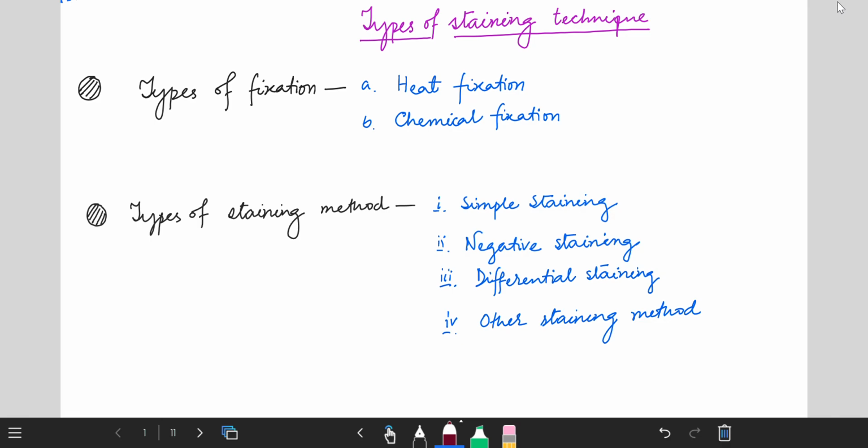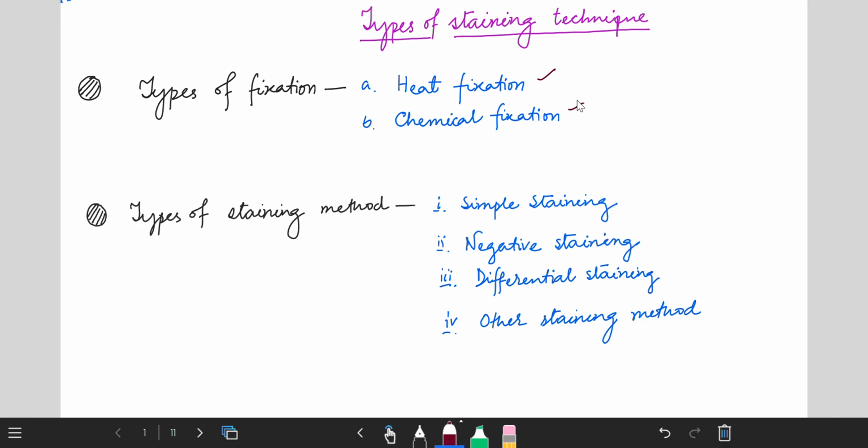Now before staining, the fixation of smear must be done. It can be done in two ways. First is heat fixation. It means by using a gentle flame or heating, and after that air drying. And chemical fixation, the second method, means by using chemicals such as ethanol, acetic acid, formaldehyde, etc. And chemical fixation is actually useful for the examination of blood.